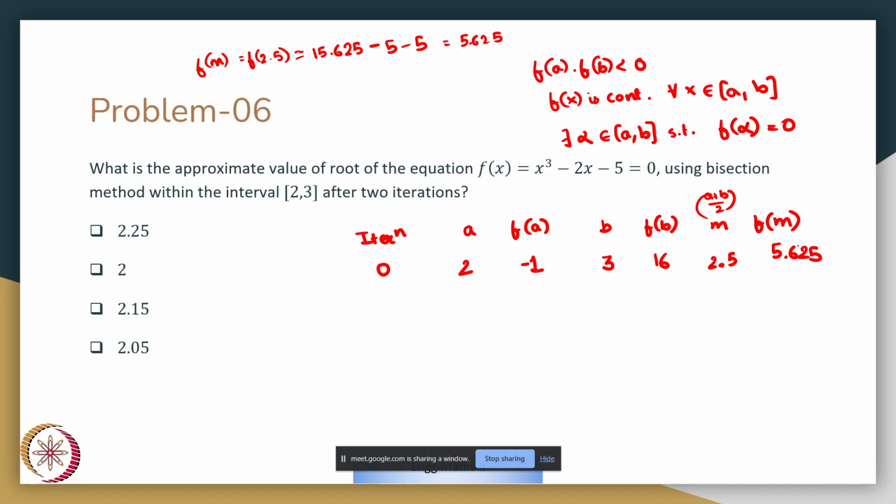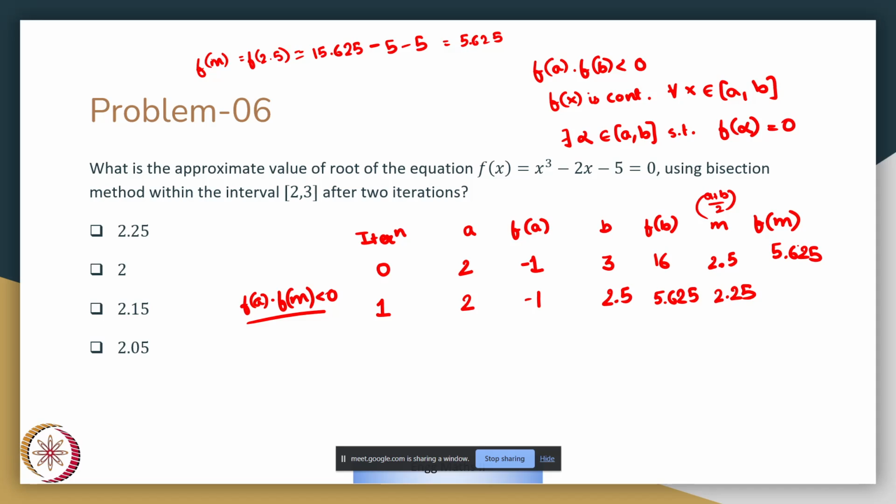Now to find the new bounds for the iteration, we look at f of a into f of m. In our case, f of a into f of m is less than 0, which means a and m become the new bounds. So our new bounds are 2 and 2.5. Again, this is minus 1, this is 5.625, and the midpoint is 2.25.